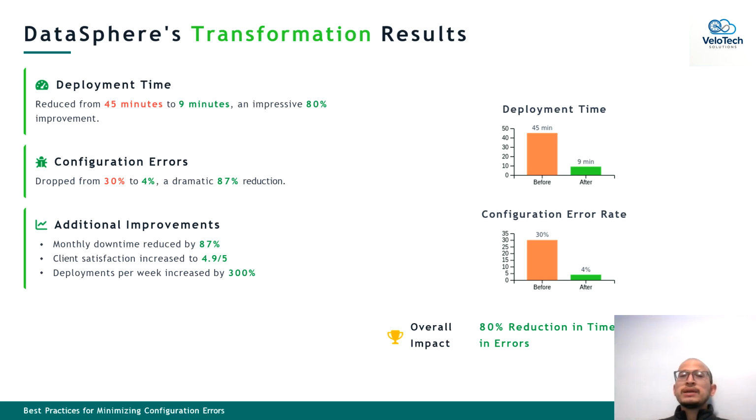The visual representation here really drives it home. That dramatic drop in deployment time and error rate represents a fundamental transformation in how the organization operates. This isn't incremental improvement. This is a complete reimagining of what's possible with proper configuration management and automation. These results did not happen overnight and they did not happen by accident. They were the result of systematic implementation of proven best practices, which brings us closer to our implementation roadmap.